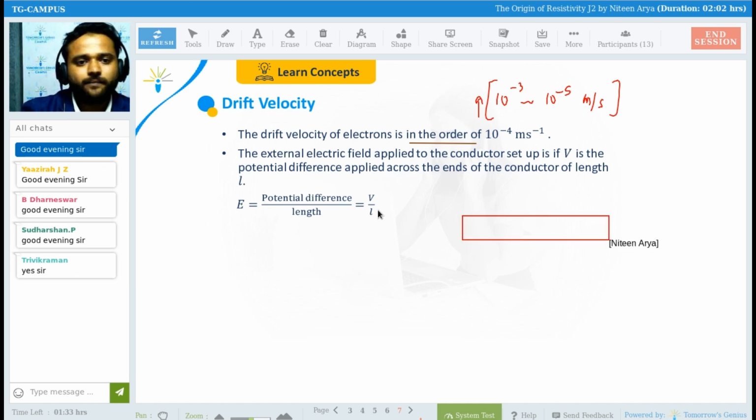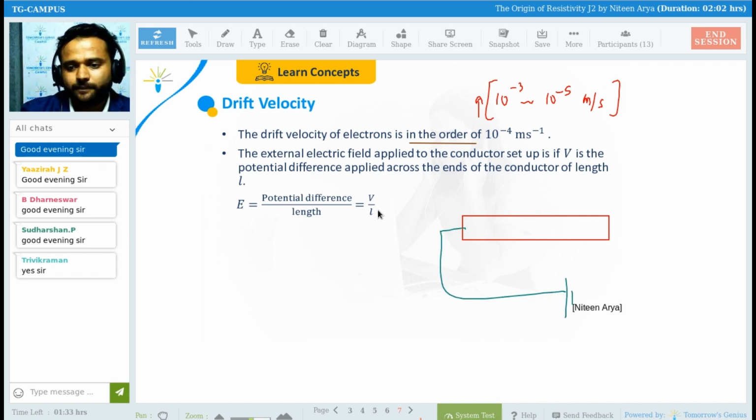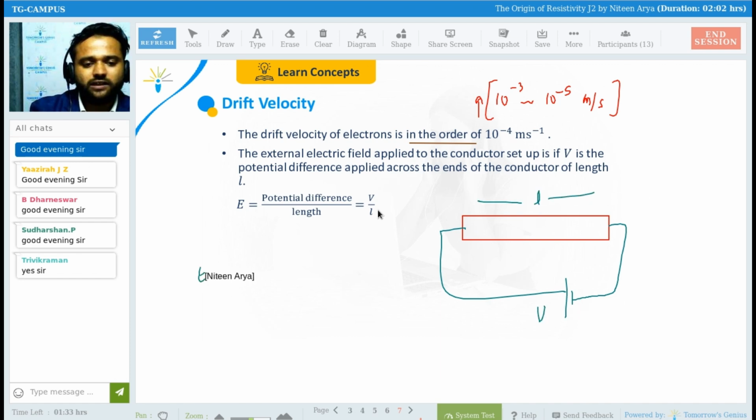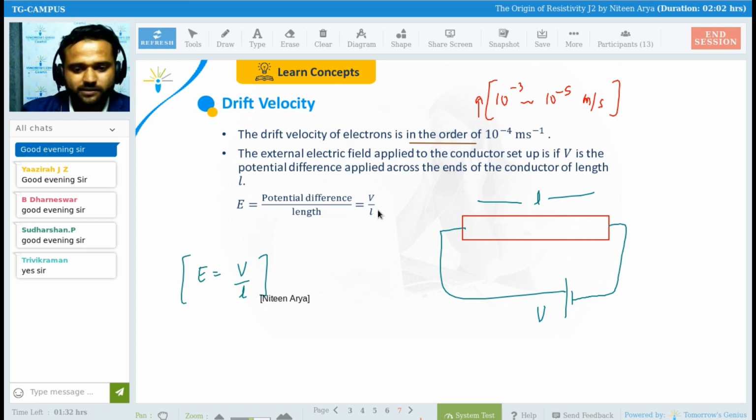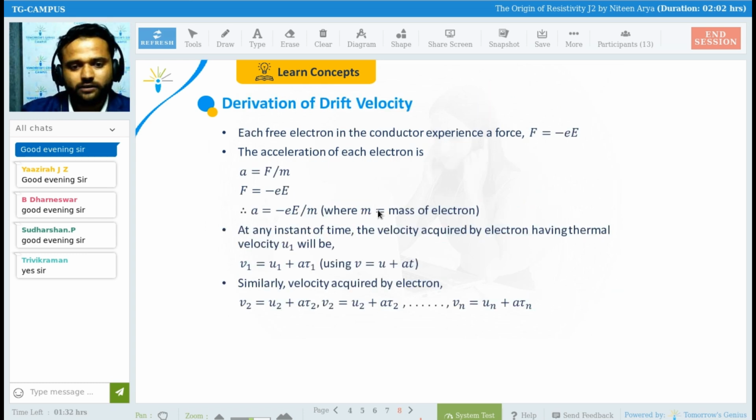Suppose this is your conductor, and the moment you apply a battery, this is your V and this is your length L. So we know the relation E = V/L. Due to this potential difference, we have an electric field. This is simple, they have written it down there.